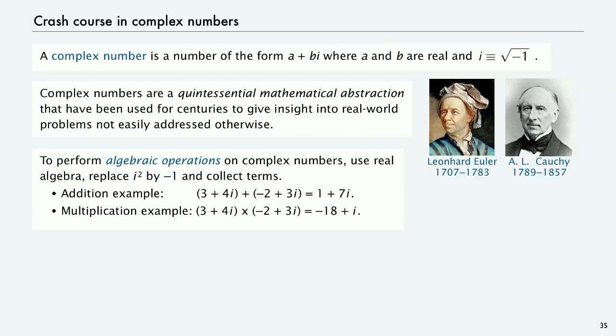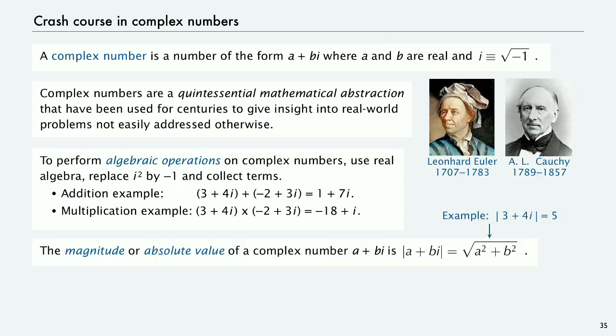3 times -2 is -6, and then 4i times 3i is 12i squared. i squared is -1, that's -12. -6 plus -12 is -18. And then the other term comes from cross-multiplying. 3 times 3i is 9i, -2 times 4i is -8i, and so 9i minus 8i is i. So just with regular algebra and collecting terms and replacing i squared by -1, we can perform arithmetic operations on complex numbers.